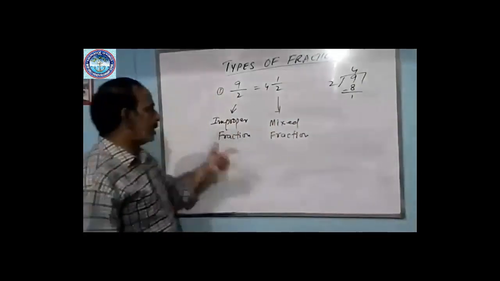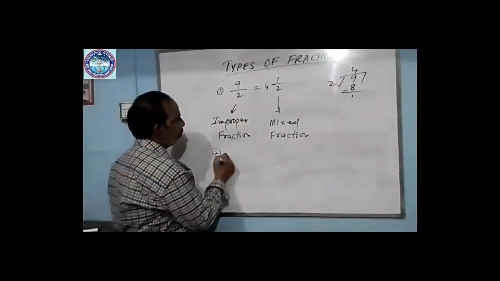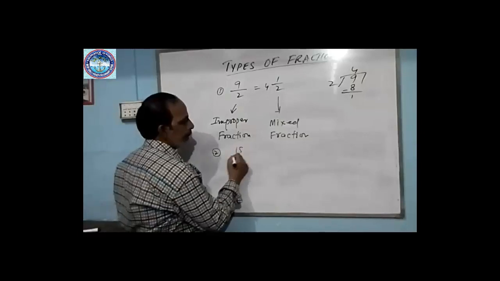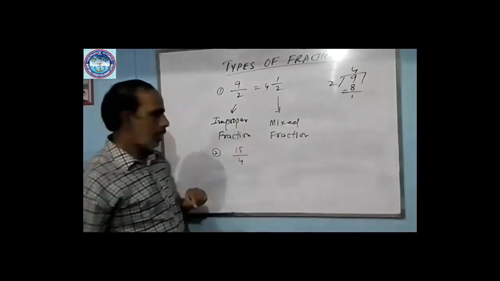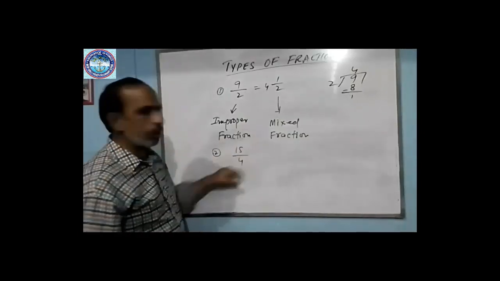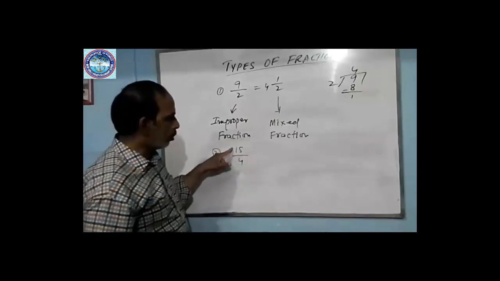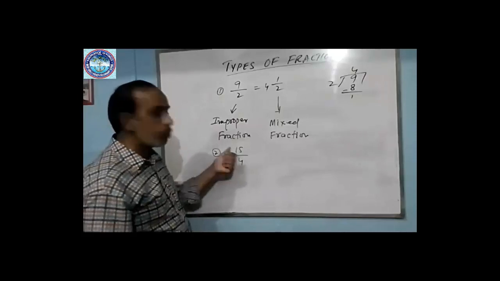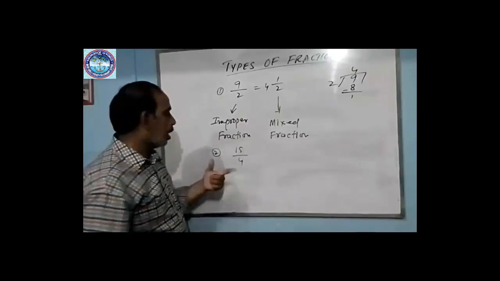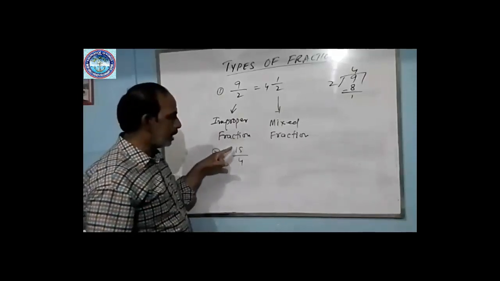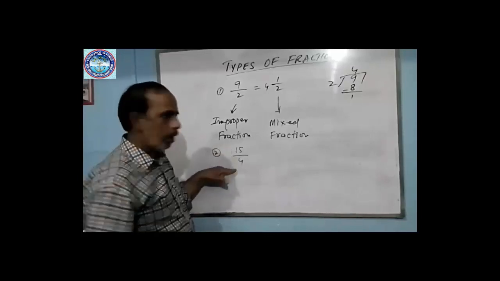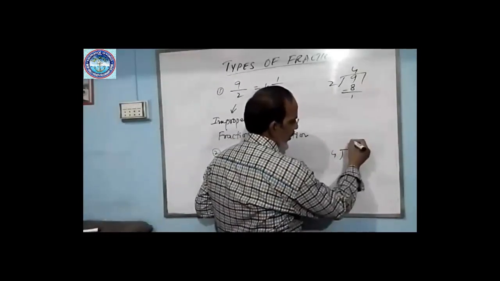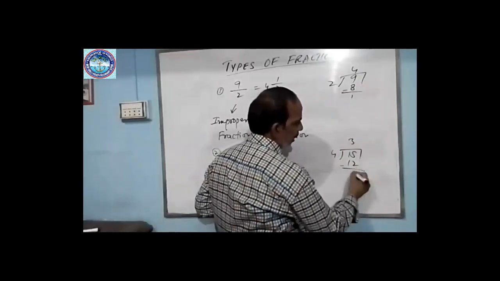Okay, so let's take another example, number 2. 15 upon 4. You know that it's also an improper fraction because the numerator is greater than the denominator. If you want to convert it into a mixed fraction, how can we do it? We can do it by dividing 15 by 4 with a simple method of division. 15 is divided by 4, 4 3s are 12, so the remainder is 3.